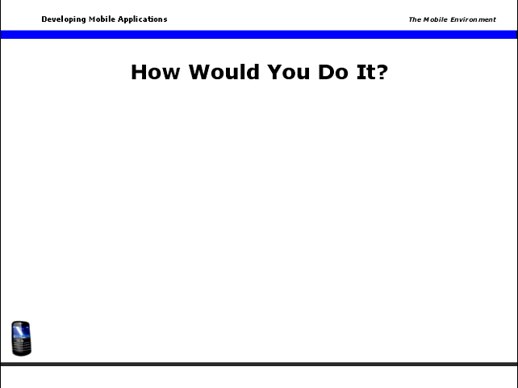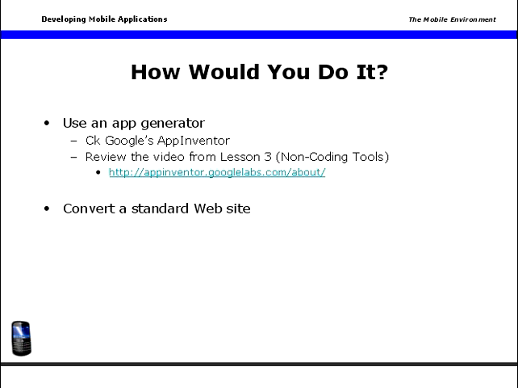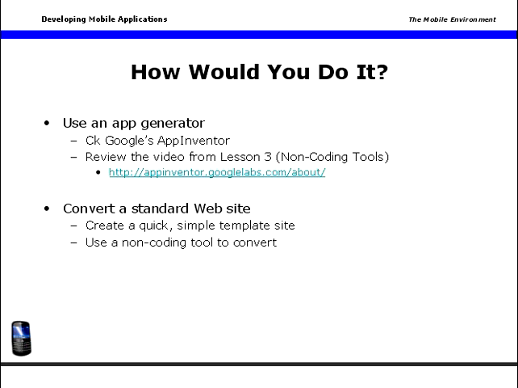Well, you could use an app generator. That cuts out the coding completely, right? You'd still have to do the design, testing, and distribution phases, but you could create quickly. Check out Google's App Inventor, and if you need to, you can review the video from Lesson 3 on non-coding tools. Or you could convert a standard website. Just create a quick, simple template site and use a non-coding tool to convert it to mobile. There are plenty of them out there.